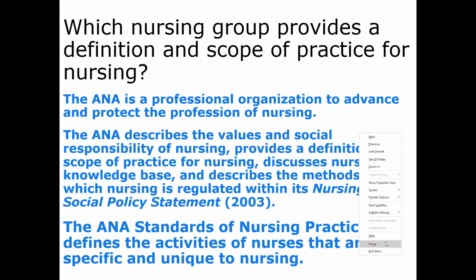Well, since I skipped to this one, you get to see the whole thing, the answer too. So which nursing group provides a definition and scope of practice for nursing? And that's the American Nursing Association. It's a professional organization to advance and protect the profession of nursing, describes the values and the social responsibilities of nursing. It provides a definition and a scope of practice for nursing. It discusses the nurse's knowledge and describes the methods by which nursing is regulated within its nursing social policy statement. The American Nursing Association Standards of Nursing Practice defines the activities of nursing that are specific and unique to nursing.